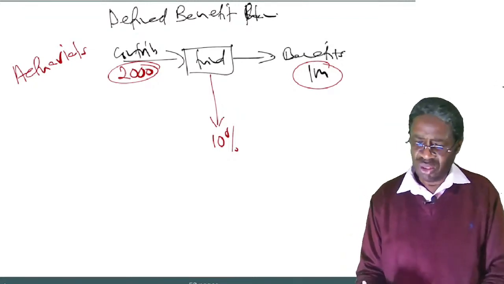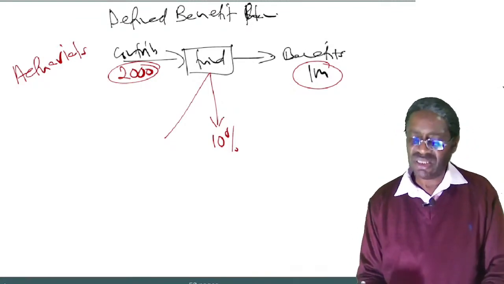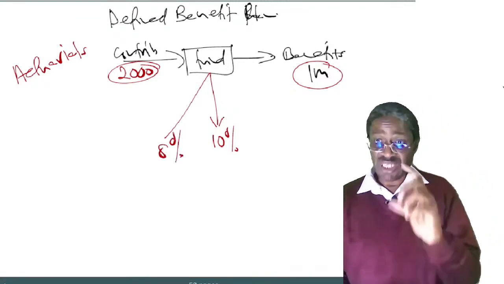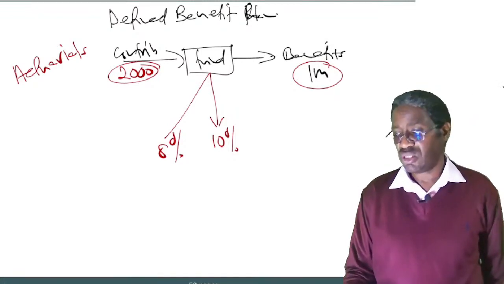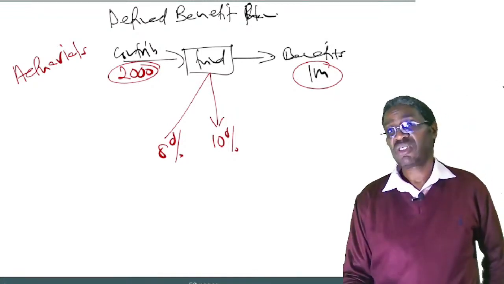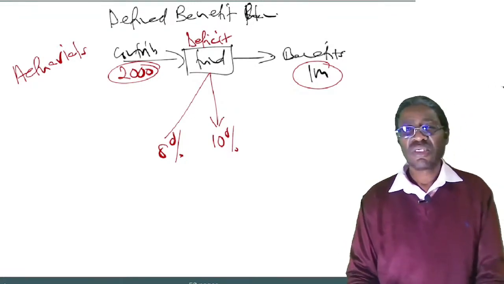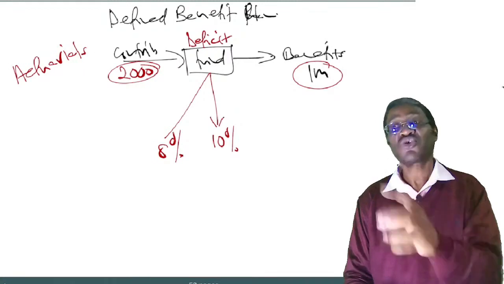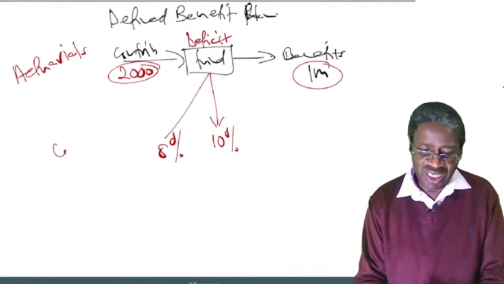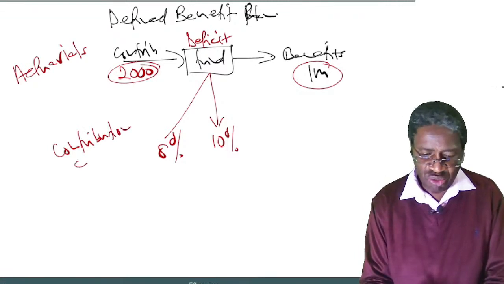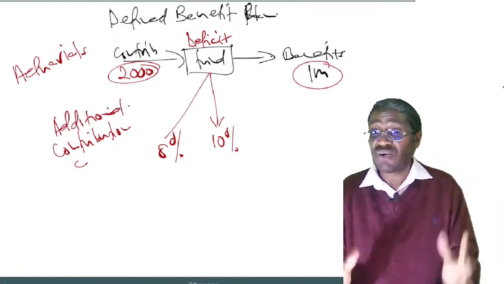Then I went further and told you, what if after 2 years you realize that your fund is no longer earning 10% as per the projections, but is earning 8%? What will happen if you continue contributing 2,000? We said the fund will have a deficit. That means the fund will have insufficient funds to pay for the benefit. To correct that, the employer will be told to bring in additional contribution to make up for the expected shortfall. And that's why we said contributions are not defined.